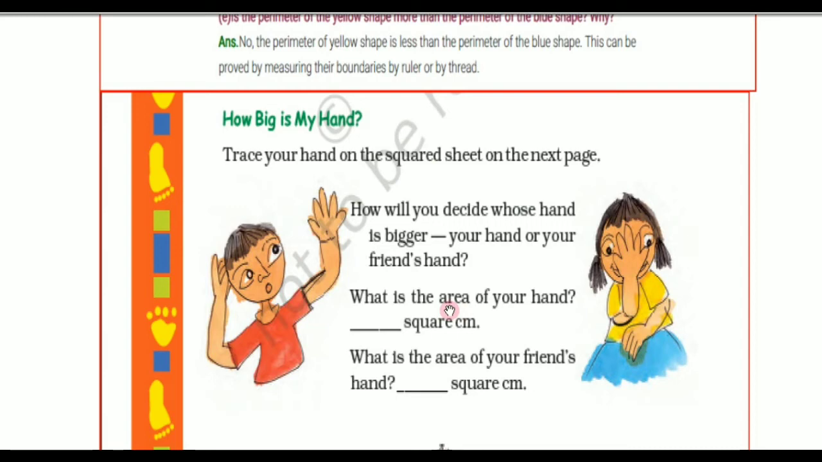Count the number of complete squares, half filled squares, more than half filled squares and less than half filled squares. Neglect the less than half filled squares. That means you should not count the less than half filled squares. Then take the sum of complete squares and more than half filled squares to get the value of area. Now let's do one example, and then children you do yourself in your book.